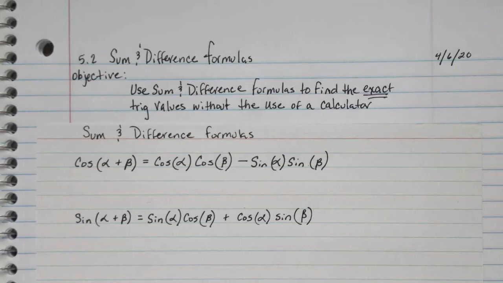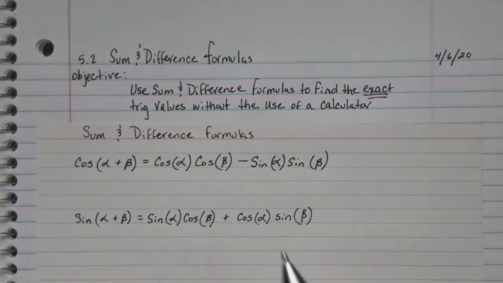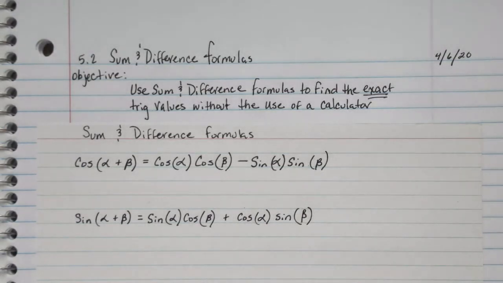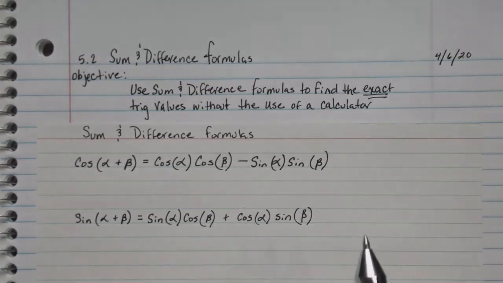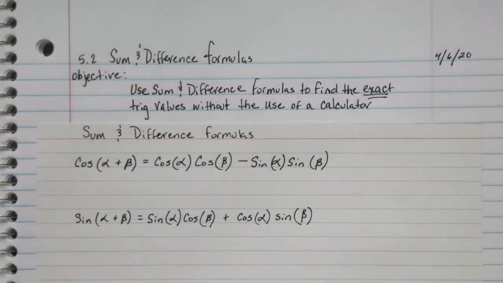Hi. Okay, today we're going to talk about the sum and difference formulas. This is 5.2 in your textbook. And the goal is to use the sum and difference formulas to find exact values that we could not find without the use of a calculator. So we're going to base it off the regular values we know, which is 0 degrees, 30, 45, 60, 90. And we're going to find the exact values.